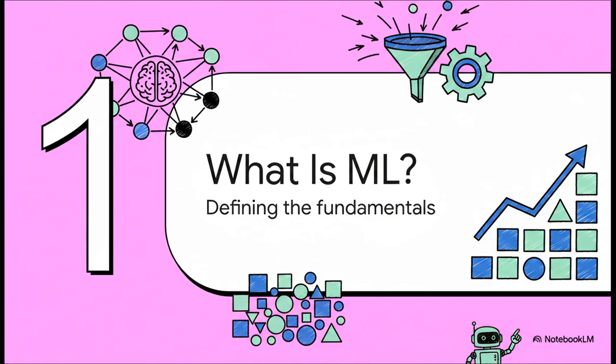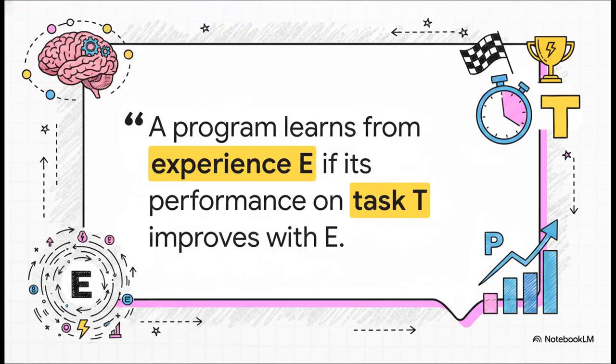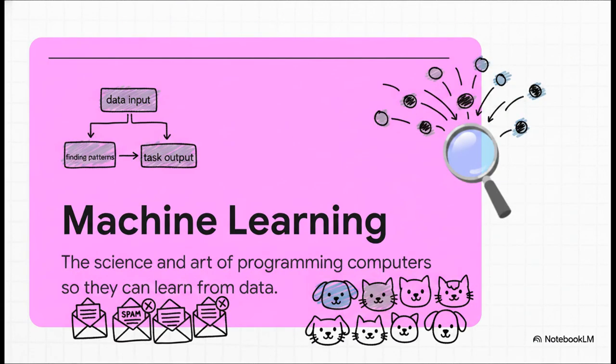Let's define the fundamentals. To kick things off, computer scientist Tom Mitchell gave us this highly technical definition way back in 1997. He basically stated that a computer program learns from experience E with respect to a task T and a performance measure P if its performance on that task improves with that experience. Wow, okay, while that is technically accurate, we really need to bring this down to earth to truly grasp what's going on. Simply put, machine learning is the science, and honestly, it's kind of an art too, of programming computers so they can learn directly from data.